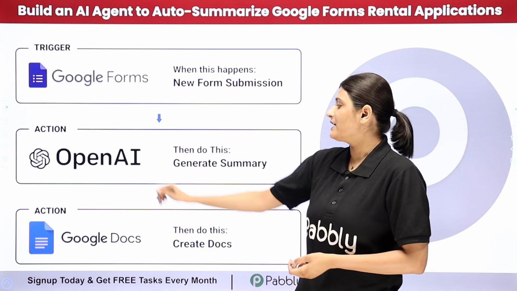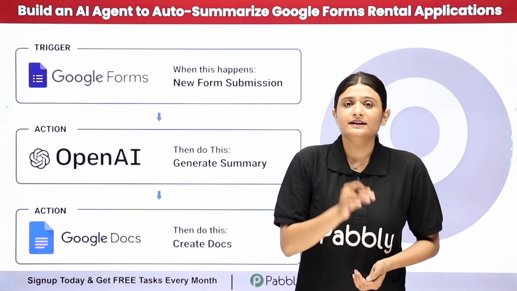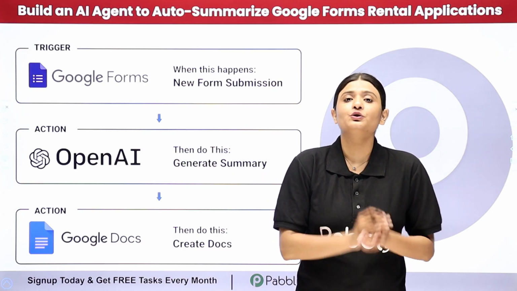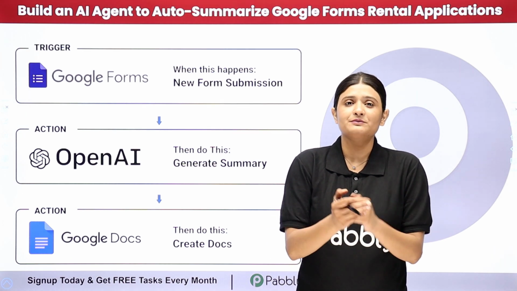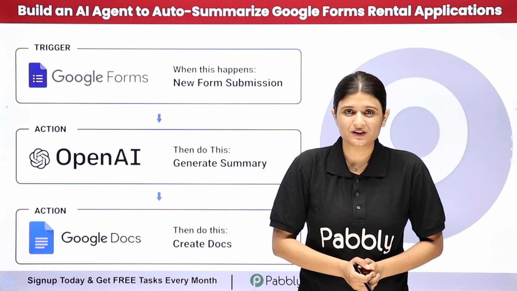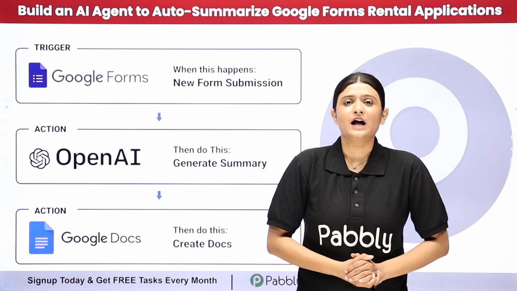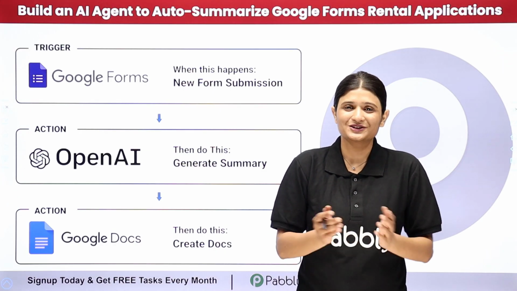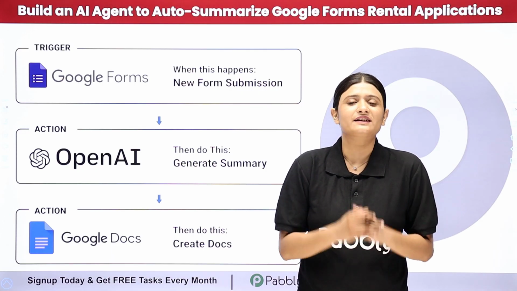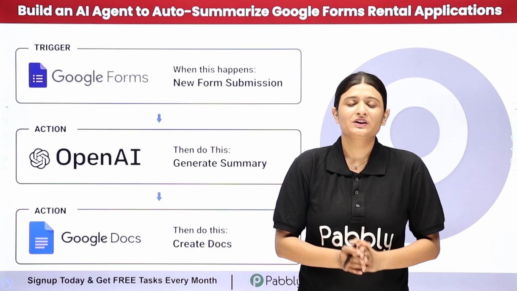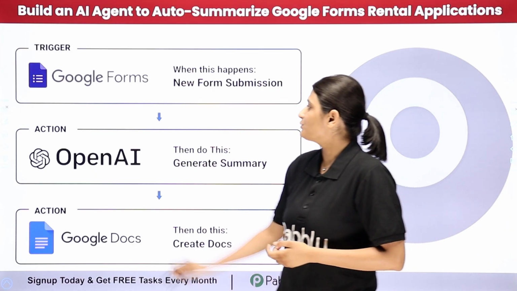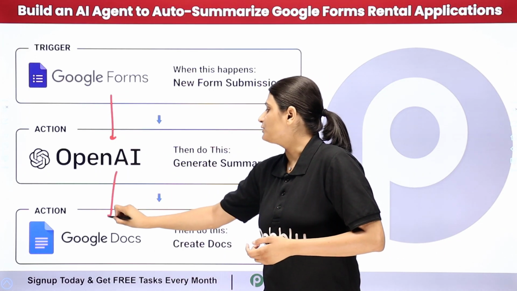Here I am going to use OpenAI as my AI agent, and then this summary should be automatically added to my Google Docs. Doing this manually will consume a lot of time, so I am going to completely automate this process, and to do this automation I am going to use Pabbly Connect. Pabbly Connect is an amazing automation and integration software which requires no coding or programming skills. Here I just need to build a connection between Google Forms, OpenAI and Google Docs.